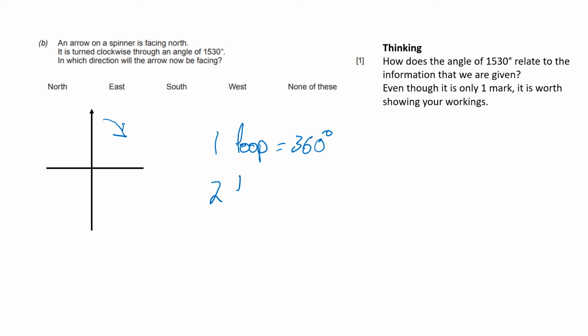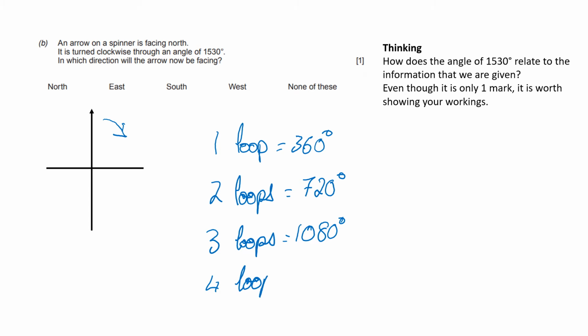So 2 loops is going to be 720 degrees. 3 loops is going to be 1080 degrees. And 4 loops is going to be 1440 degrees, which means I don't have enough to complete a full loop.